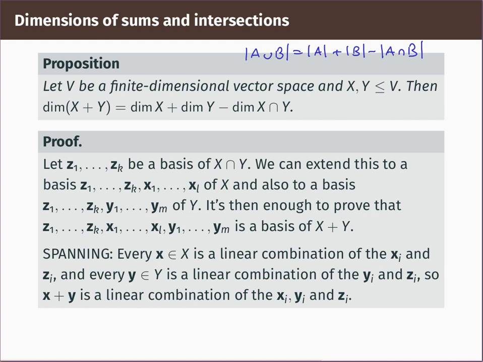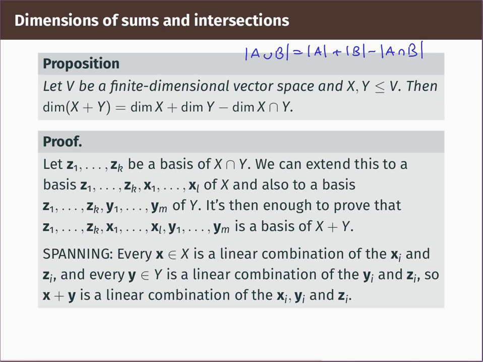It says that if you have two subspaces X and Y of a finite dimensional vector space V, then the dimension of X plus Y is equal to the dimension of X plus the dimension of Y minus the dimension of the intersection of X and Y. So you can see that dimension really is behaving like a measure of size in the sense that this result is extremely similar to the inclusion-exclusion principle for finite sets.